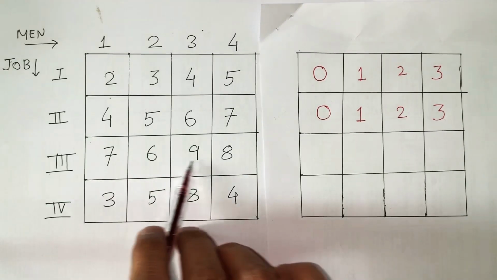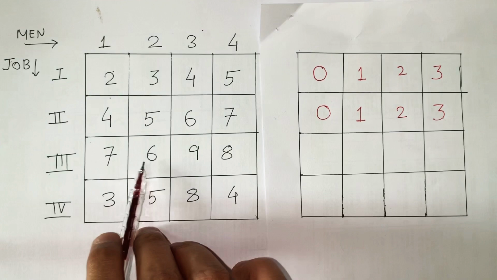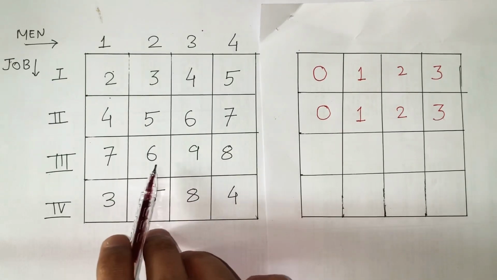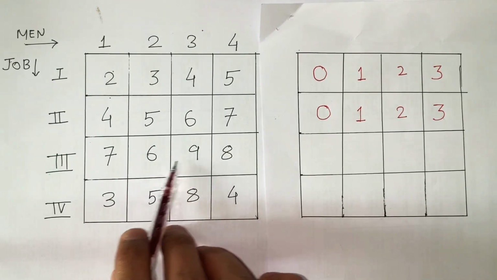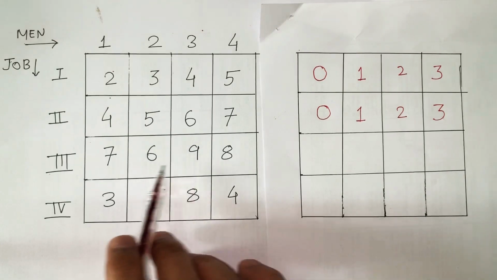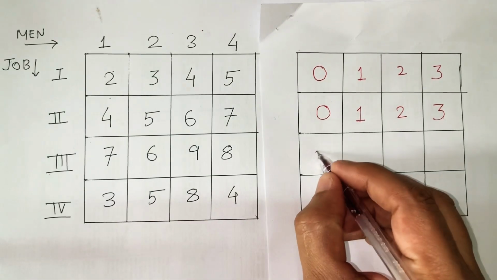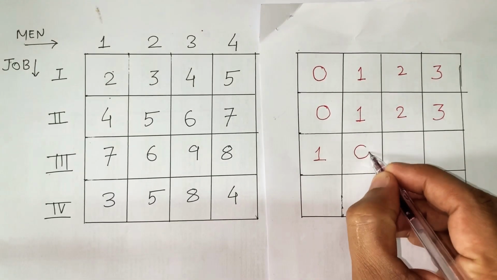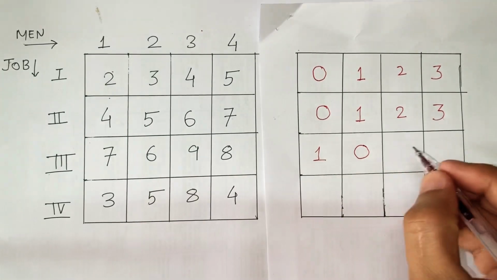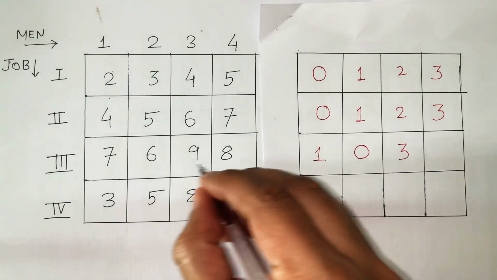In the third row, the minimum is 6. There could be a possibility that two values are the same, in that case I'll automatically pick up 6. So 7 minus 6 is 1, 6 minus 6 is 0, 9 minus 6 is 3, and 8 minus 6 is 2.